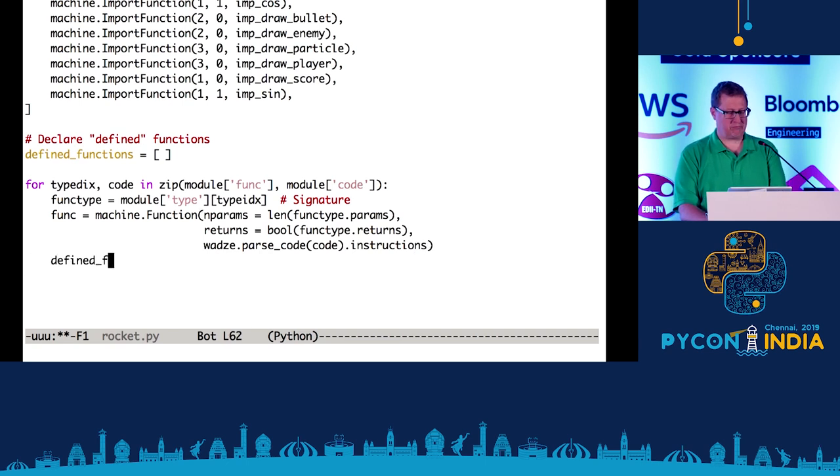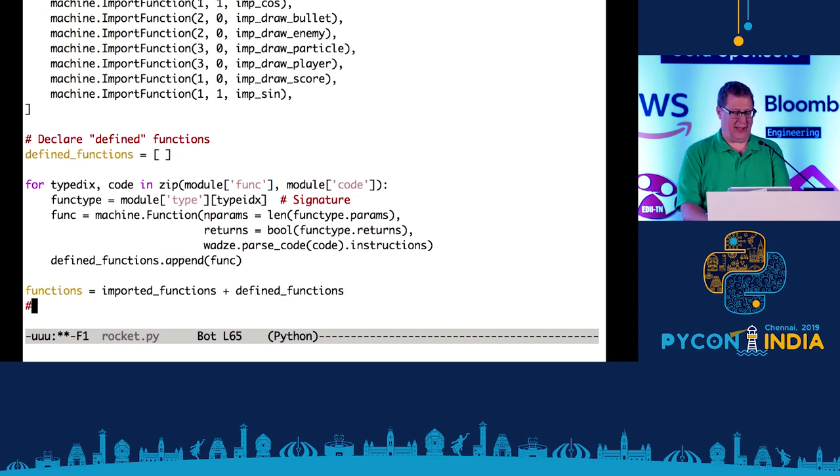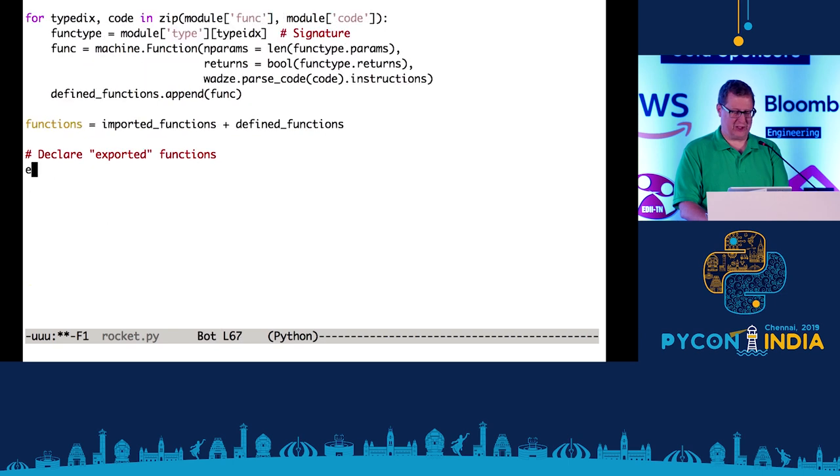Okay, so I'm going to make a function and append that. I'm going to make a complete function table here. So I'm going to have all my imported functions plus all of my defined functions. So now what I'm doing is making all the functions that are in this module. I have the Python ones that are the draw enemy and draw particle and stuff. And then this is basically all the Rust code that I just did there. Whatever that Rust thing was, it's turned into my function objects. Now I'm going to get all the exported functions. Okay, declare exported functions.